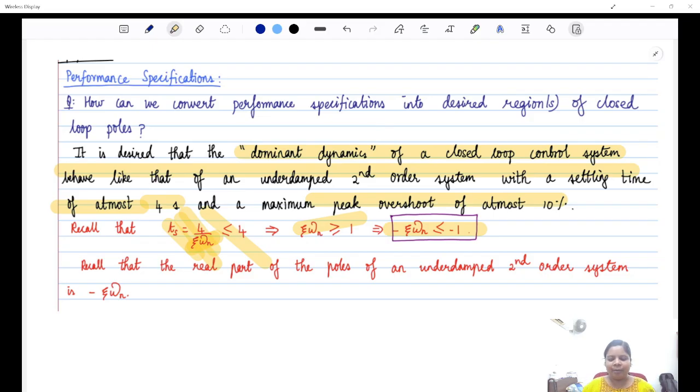But there can be questions which use a mix of all of these, and then you have to find out where I should place the poles, what value of zeta I should choose, what should be the natural frequency of the system, all of those. All right, so this is important. Recall that the real part of the poles of an underdamped second order system is minus zeta omega n.